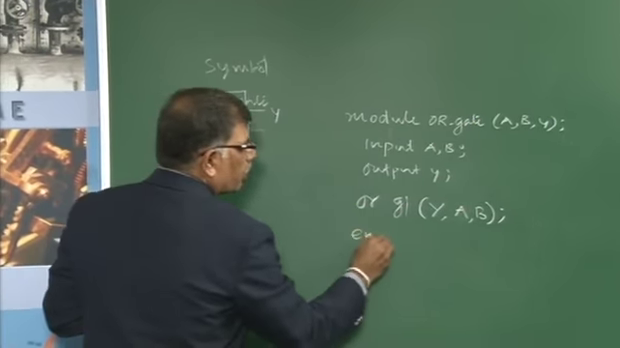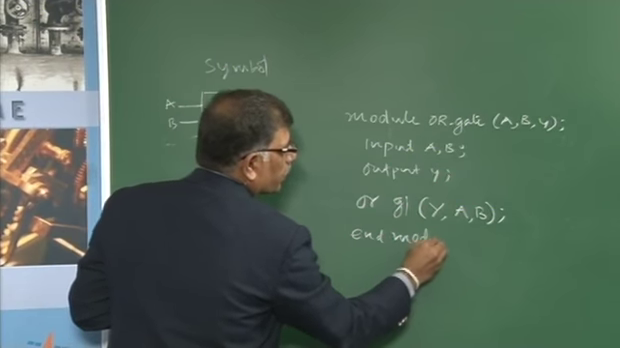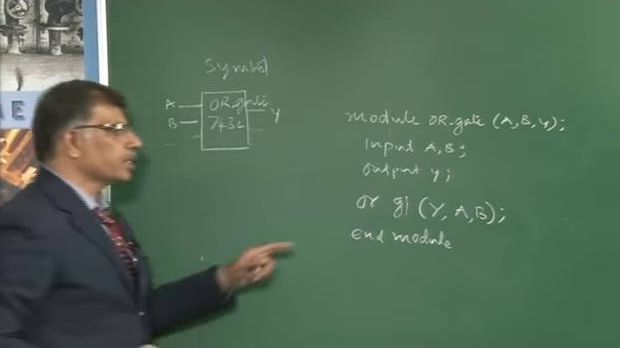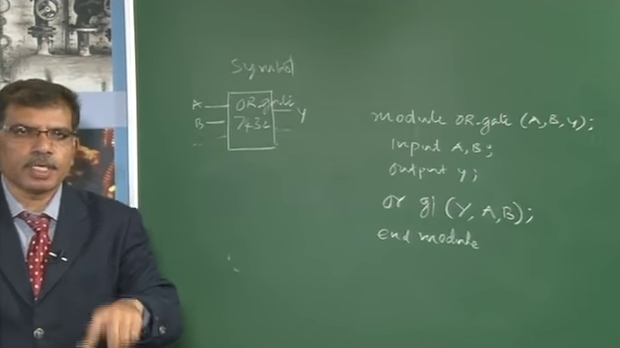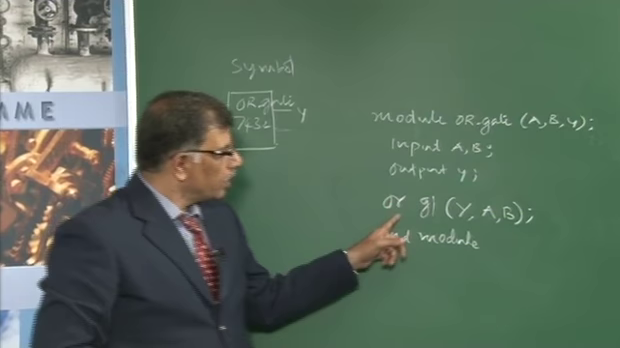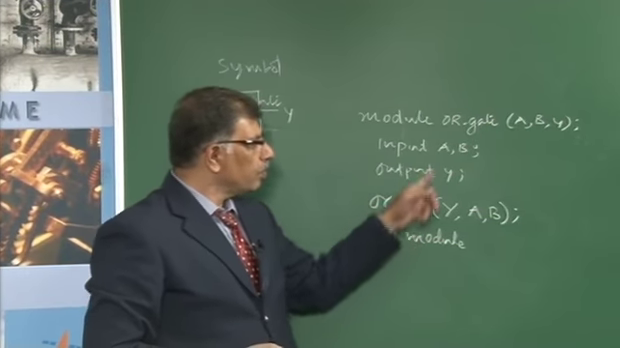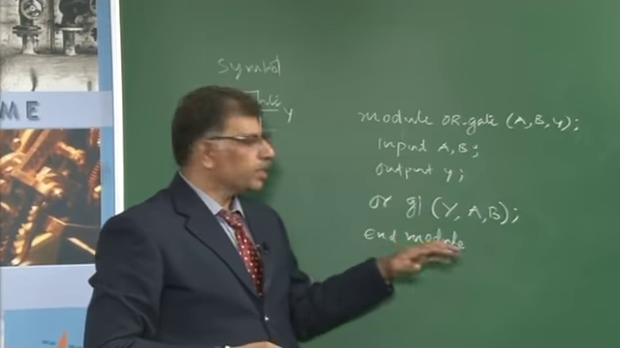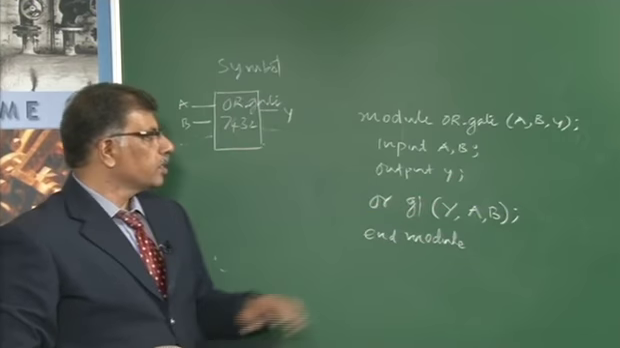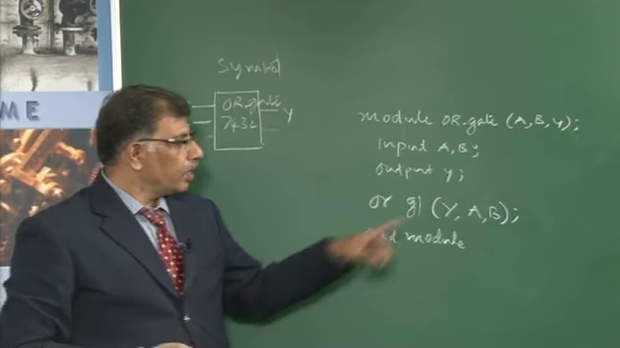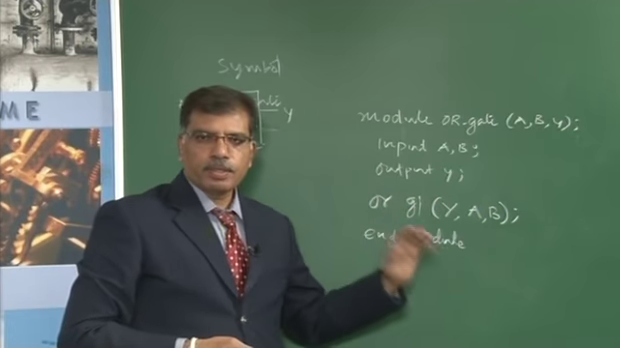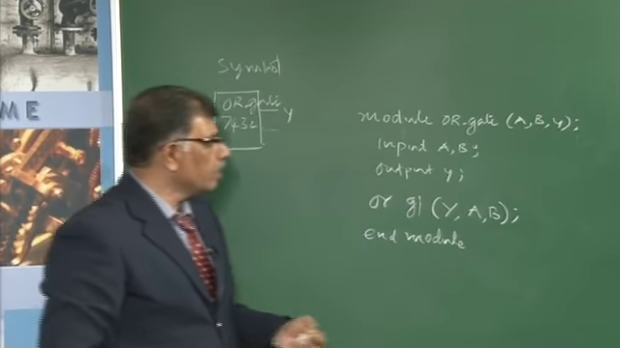Next is end model. This type of coding is called structural coding. Depending upon the components that you specify in the circuit, the same component names can be mentioned in the programming model itself. That is called structural coding. This gives clarity in terms of how the circuit is framed for a given logical expression according to your requirement. This is end model.